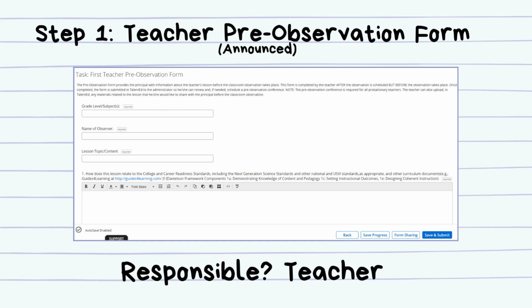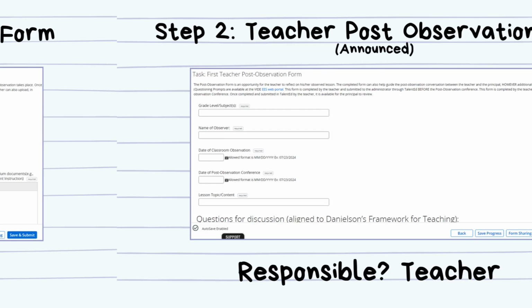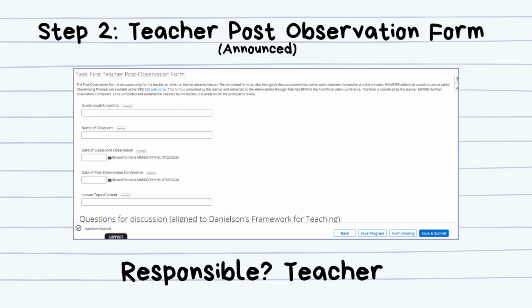The first step in the evaluation process is the first pre-observation form. After an observation meeting is scheduled by the evaluator, the teacher will fill this form out detailing what will be discussed during the observation meeting. The next step is the post-observation form. After the observation meeting is held, the teacher will fill out this form to detail how the observation meeting went.